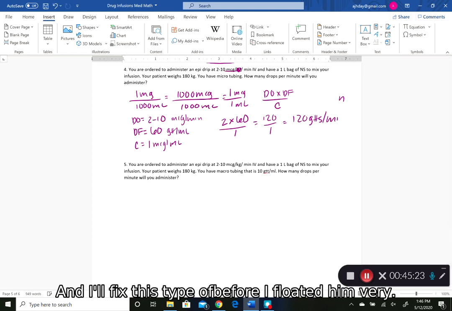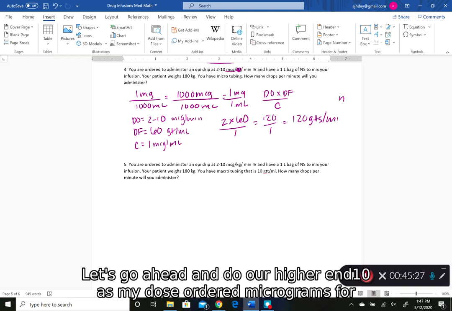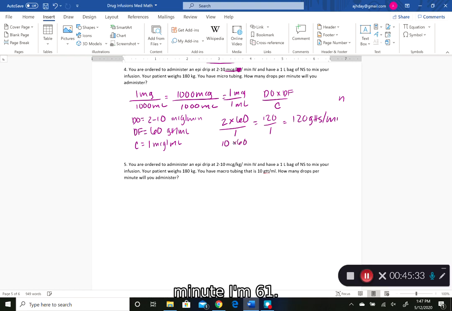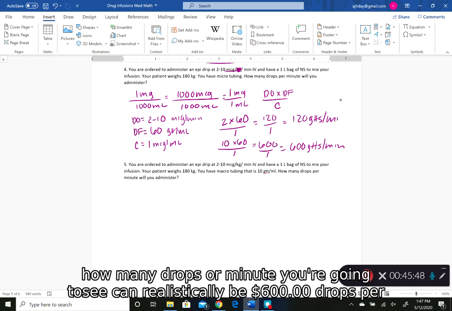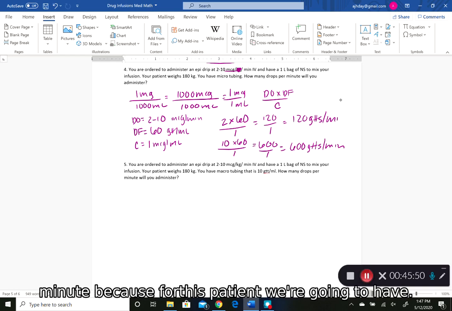And I'll fix this typo before I upload it to Canvas for you guys. Let's go ahead and do our higher end. I have 10 as my dose ordered, micrograms per minute, times 60 over 1. So you can see how this would be pretty hard to control on your dose and how many drops per minute you're giving, because you can't realistically do 600 drops per minute.